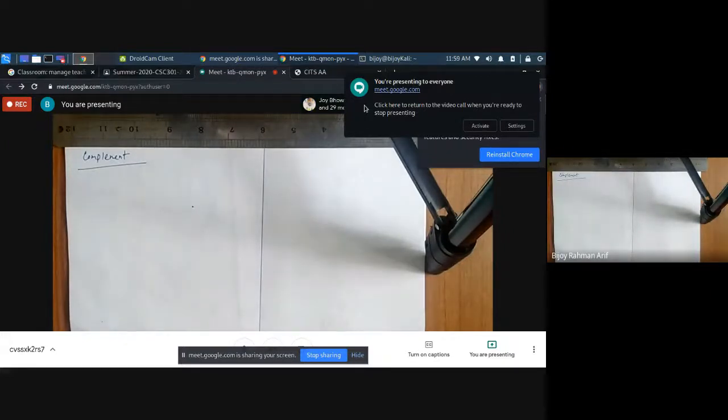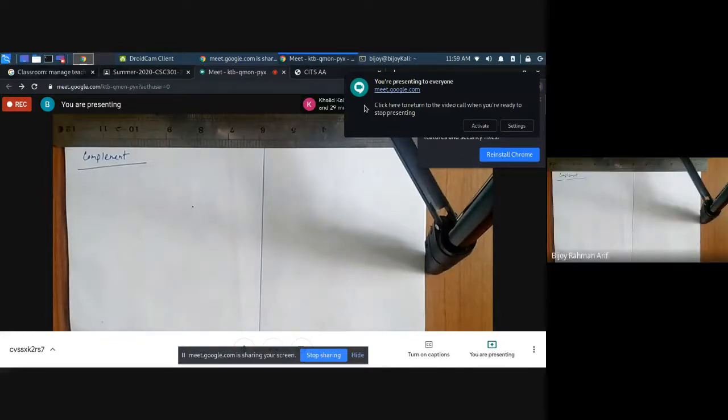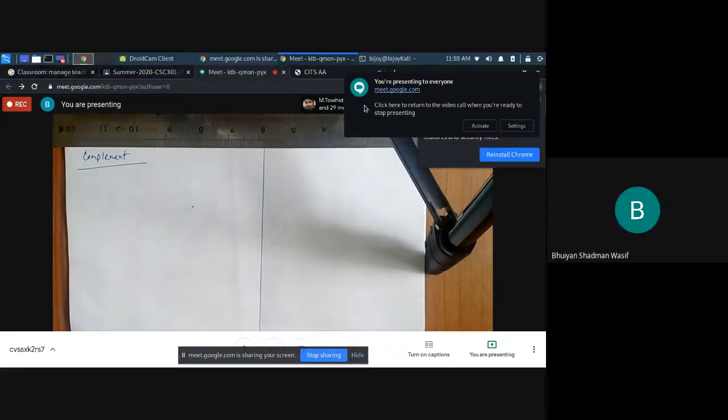What is our complement? So, we will not take the accepting states. And I am not going to take the accepting states. And what would be my accepting states? Non-accepting. Wonderful. It is our complement.